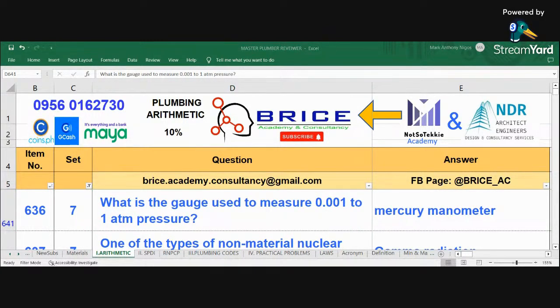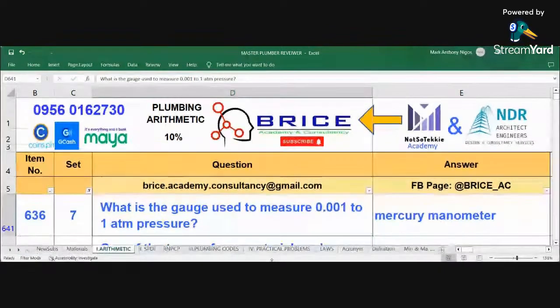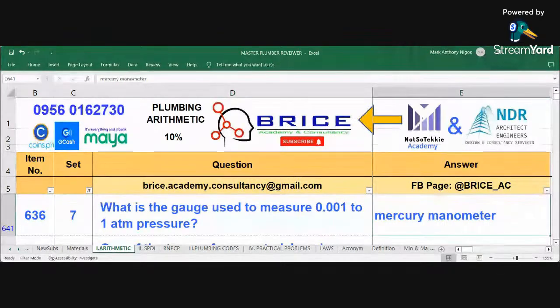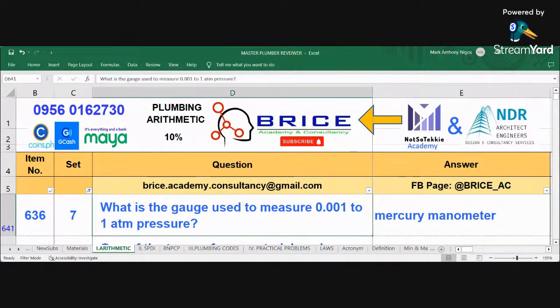636. What is the gauge used to measure atmospheric pressure? The answer is mercury manometer.